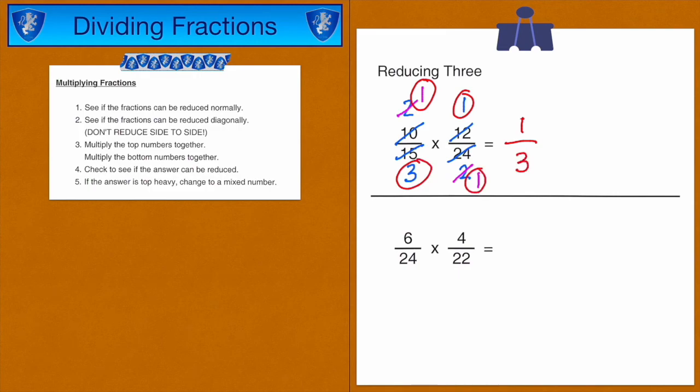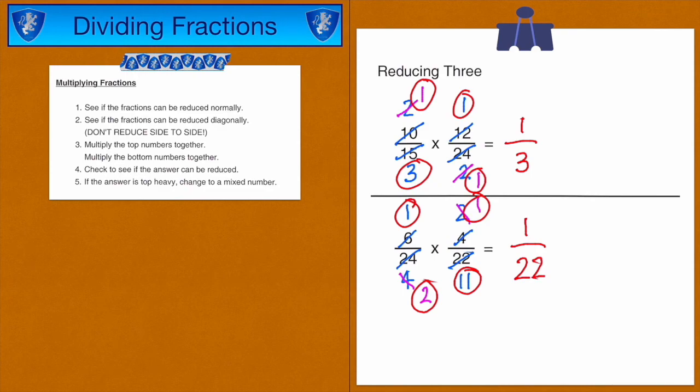And then this one, 6 and 24 divide by 6. That's 1 times 6, that's 4 times 6. 4 and 22 I can divide by 2. That's 2 times 2, that's 11 times 2. And then I can't do 1 and 11, but if I go diagonally the other way, I can divide by 2. That's 1 times 2, that's 2 times 2. And then we've got 1 times 1 is 1, 2 times 11 is 22.